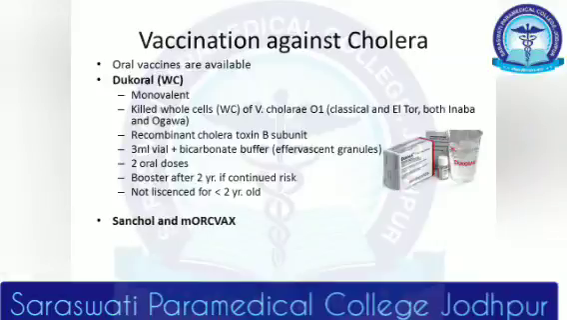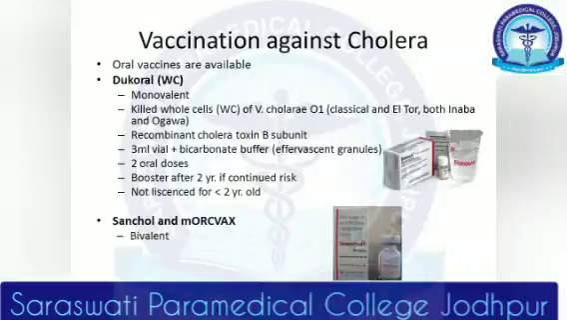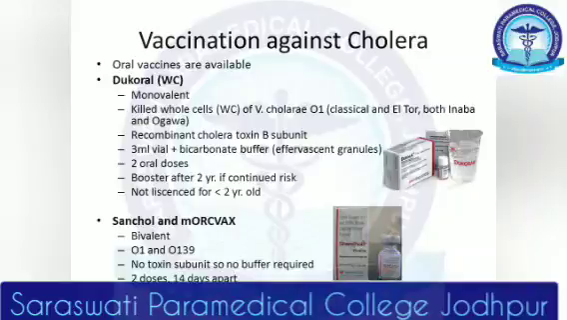The other vaccine is bivalent, that is, it contains both O group 1 and 139. There is no toxin subunit, so no buffer is required. Given in 2 doses 14 days apart and booster after 2 years.